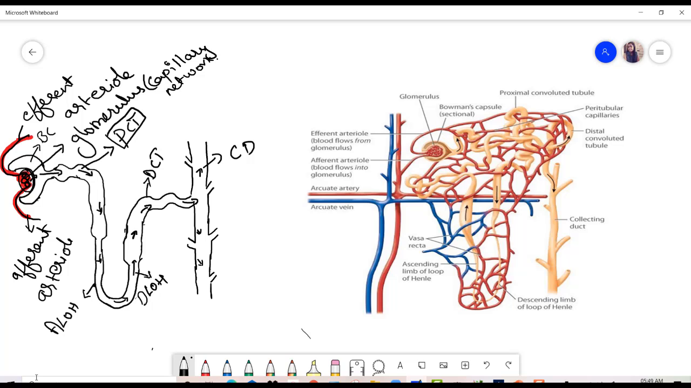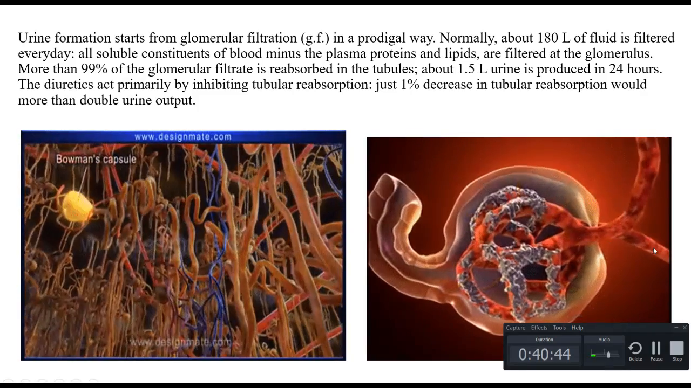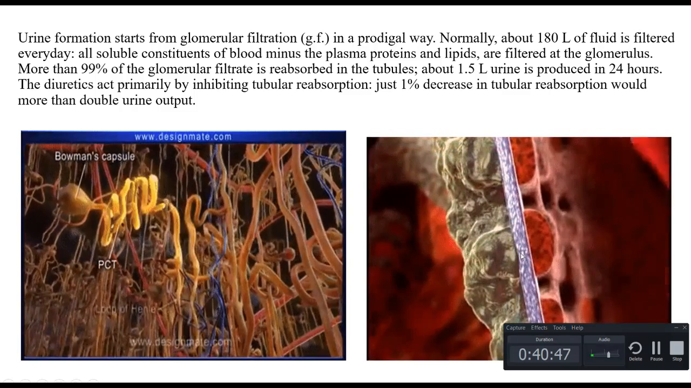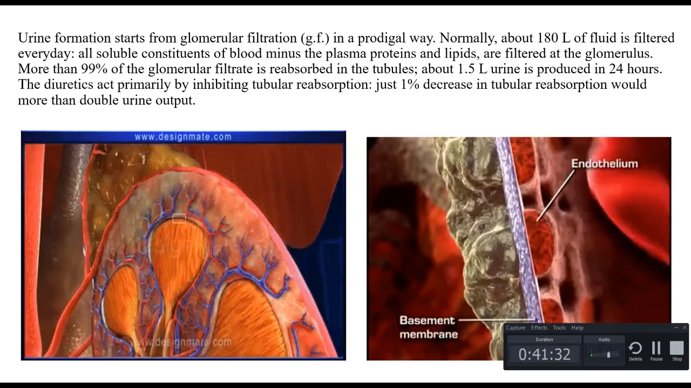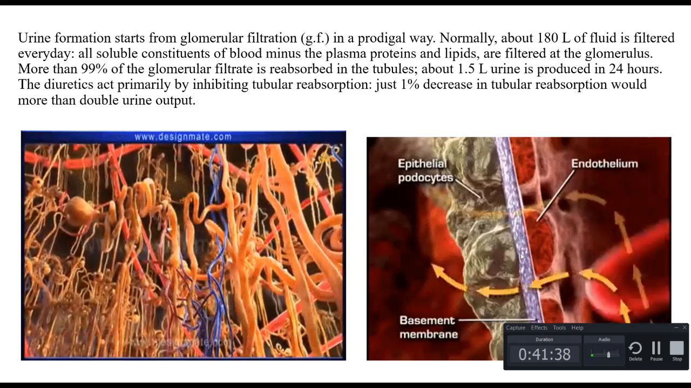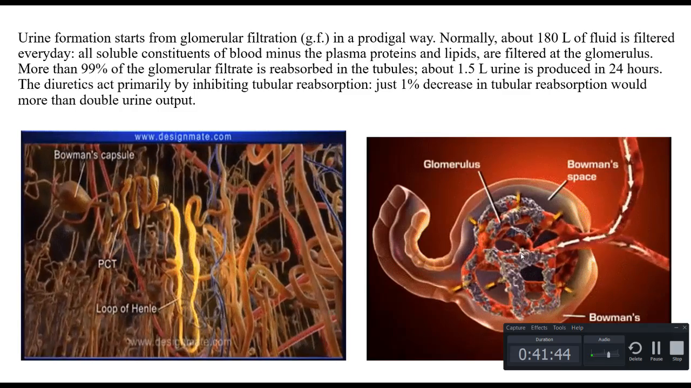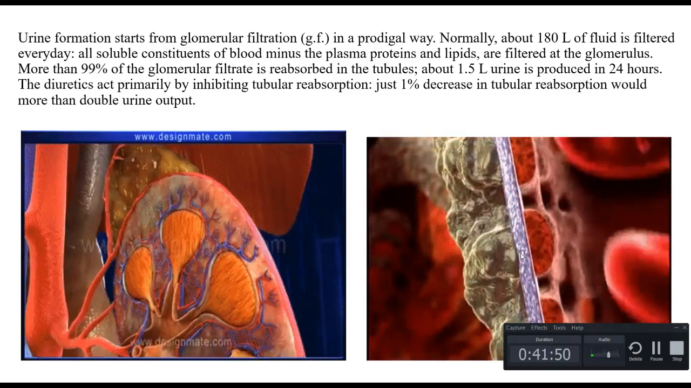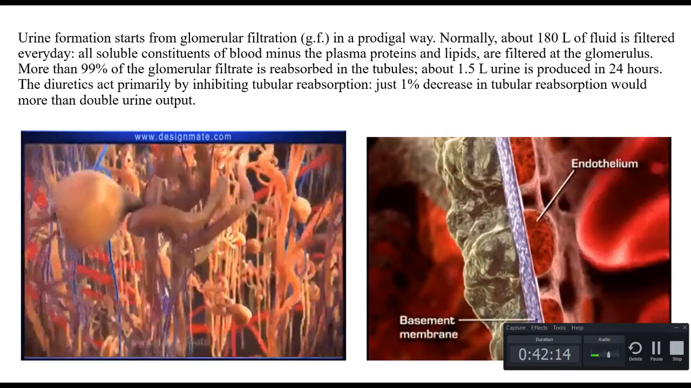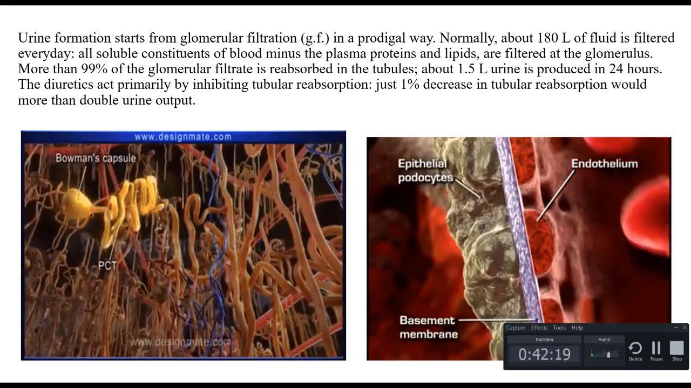Let's see how the filtrate forms. This is how Bowman's capsule and glomerulus look. If you zoom into this glomerulus, you have three layers for the filtration of urine. So what is urine? Urine is a liquid byproduct, 91 to 96% water, along with inorganic salts and organic products like sodium, chloride, potassium, calcium, magnesium, and some proteins and hormones.